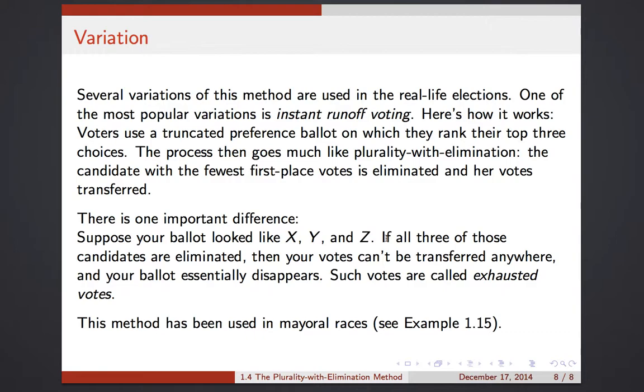If that happens, your voice is now gone, right? You have no more votes to transfer. So your ballot essentially disappears, and such votes are called exhausted votes. Nobody on your preference ballot ends up winning, unfortunately. So that's what can happen when you have a truncated preference ballot as opposed to a full preference ballot where you rank everybody. Okay, so this is sometimes used in mayoral races, and example 1.15 gives you an example.